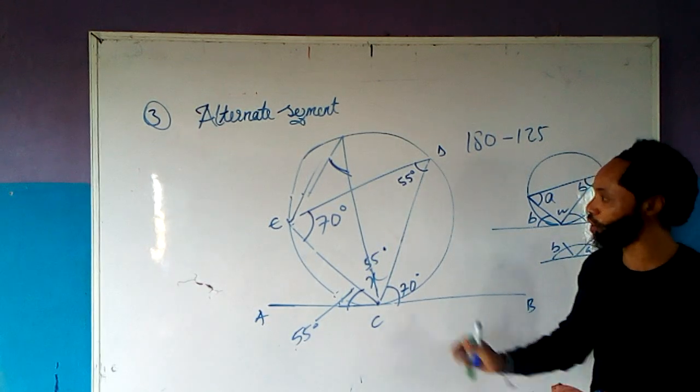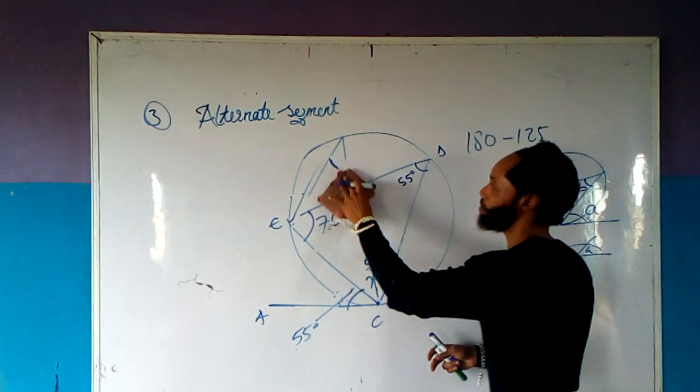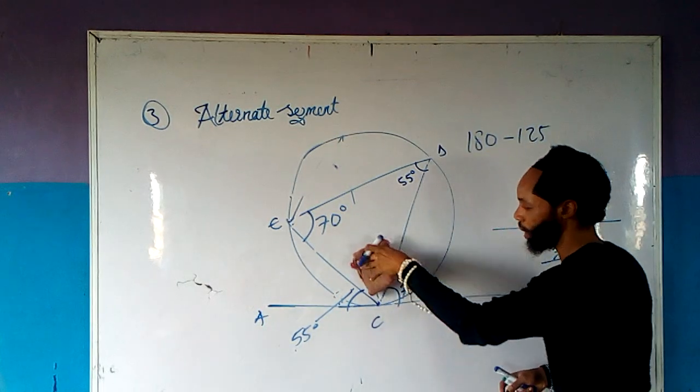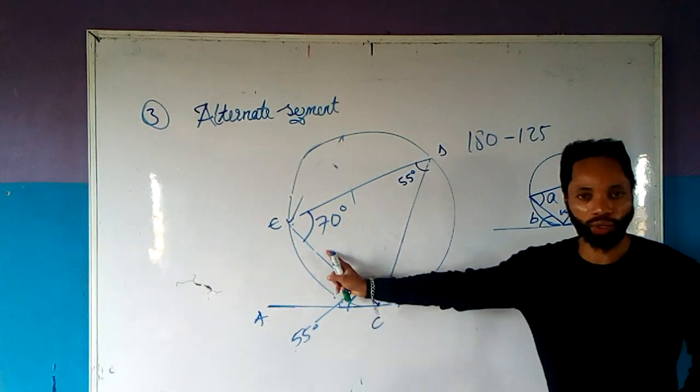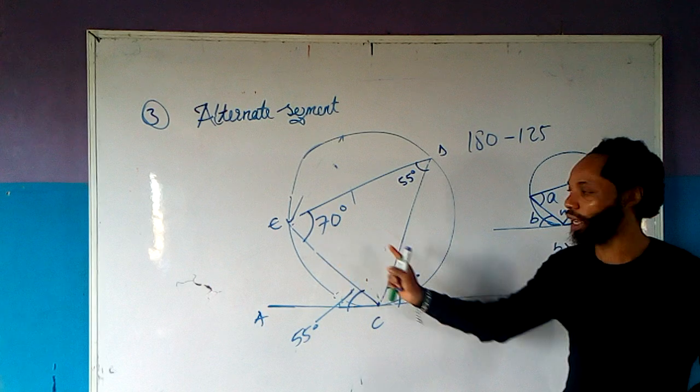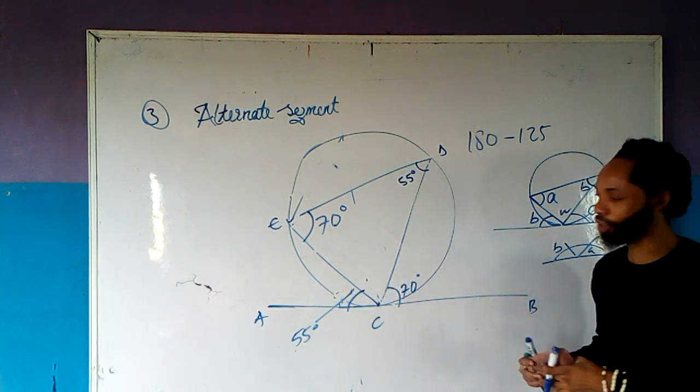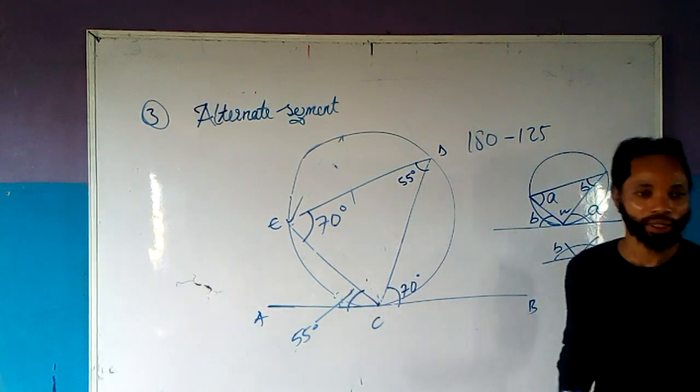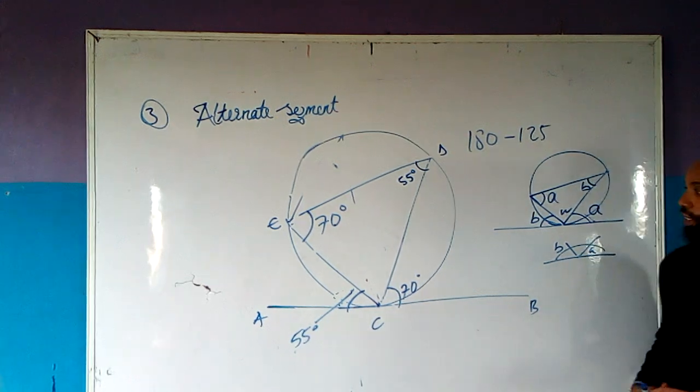We're going to go to that solution. But knowing that alternate segments actually talks about two chords, are you with me? Two chords and your tangent line.